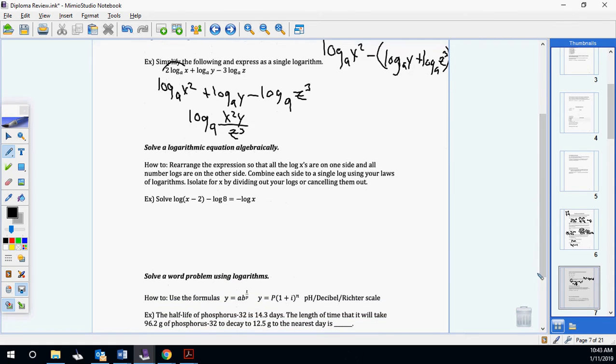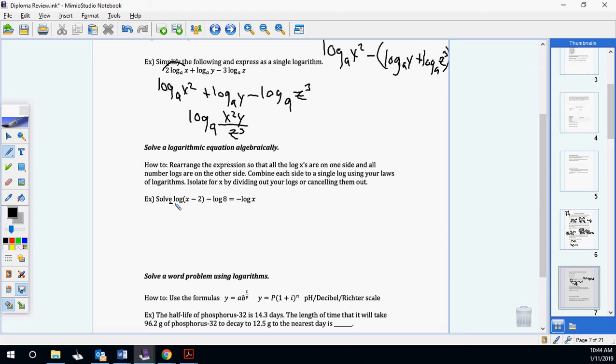But all right, so solve the log equation algebraically. Rearrange the expression so that all the logs are on the same side. Combine each side to a single log and use your log laws, and then we can isolate, or we can change to exponential form, just depending on what we can do. But essentially, especially if they're all logs of the same base, we want to get them to be one log. So for example, on this one, since they're all the same base, I'm actually going to leave this one here, just because, well, actually it doesn't really matter. Oh no, we want the x's together, excuse me.